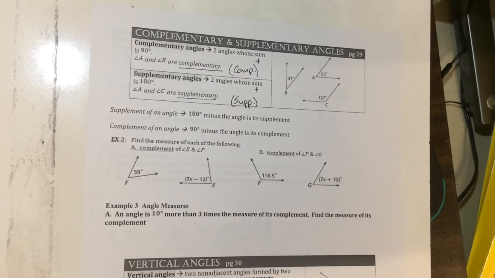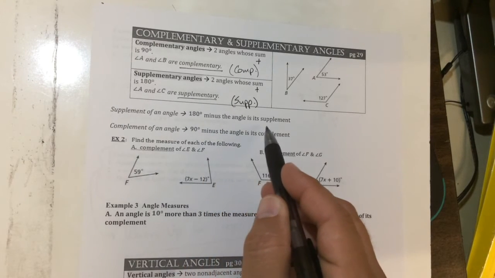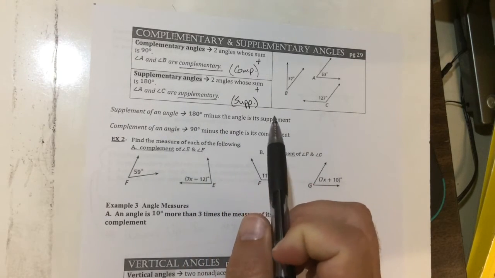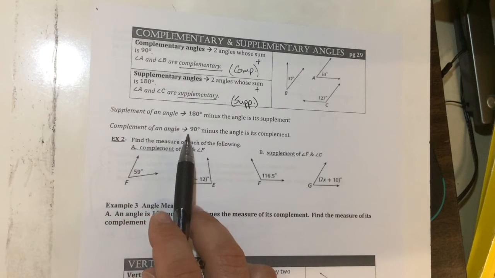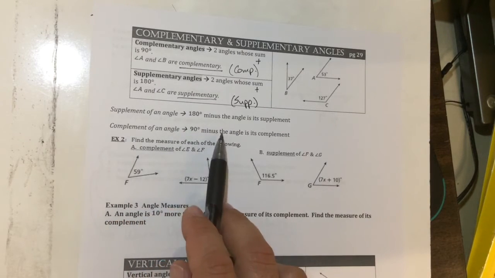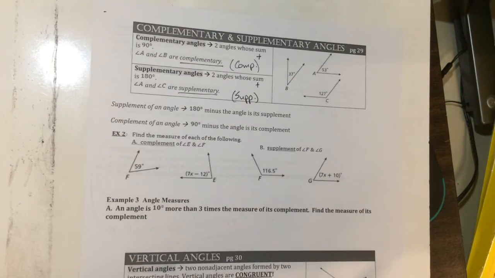All right? So if I were to ask you what the supplement of an angle is, you would take 180 and subtract that angle. If I asked for the complement of an angle, that means I take 90 and subtract that angle to find its complement. All right? So we're going to practice that.